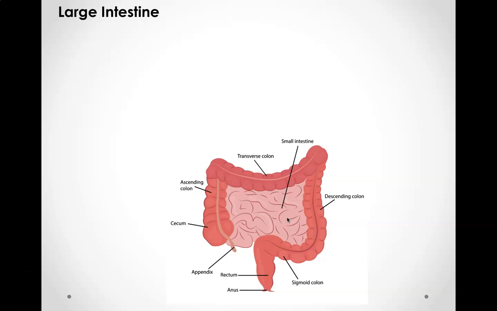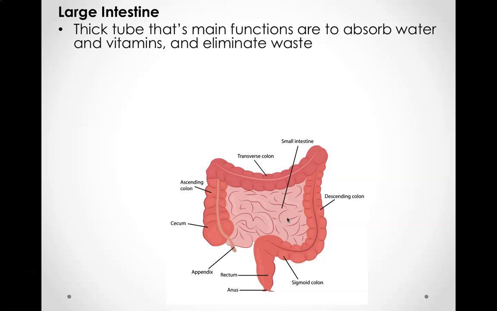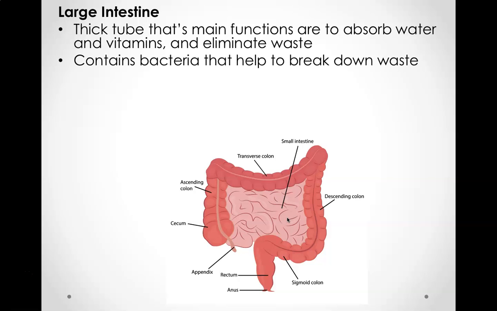So once our food has passed through the 3 sections of the small intestine, it will then enter the large intestine. And the large intestine is shorter, but it's much thicker in diameter. So that's why it's called the large intestine. And the main functions of the large intestine are to absorb water and vitamins and to eliminate the waste that we no longer need. So there's lots of bacteria that live in our large intestine.